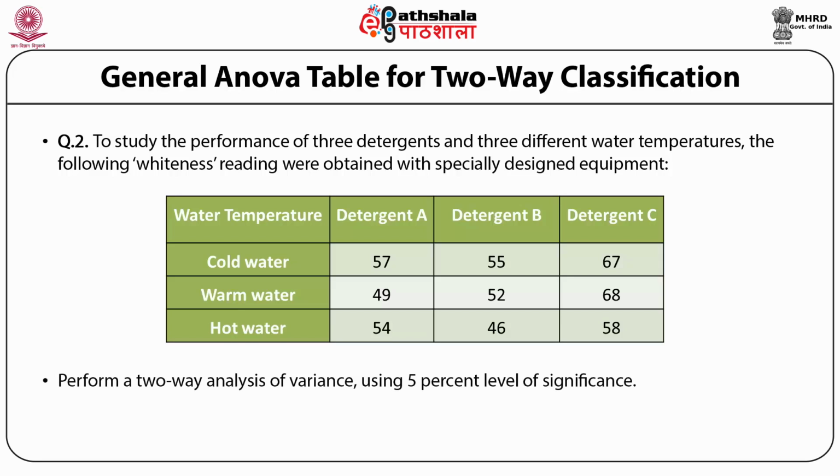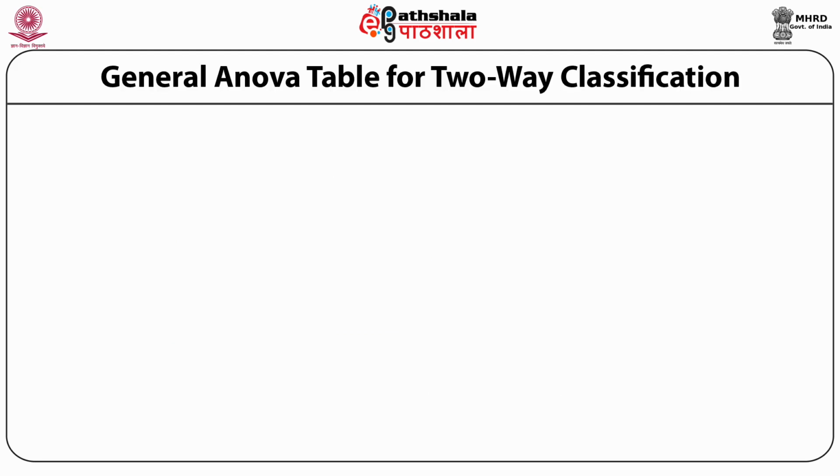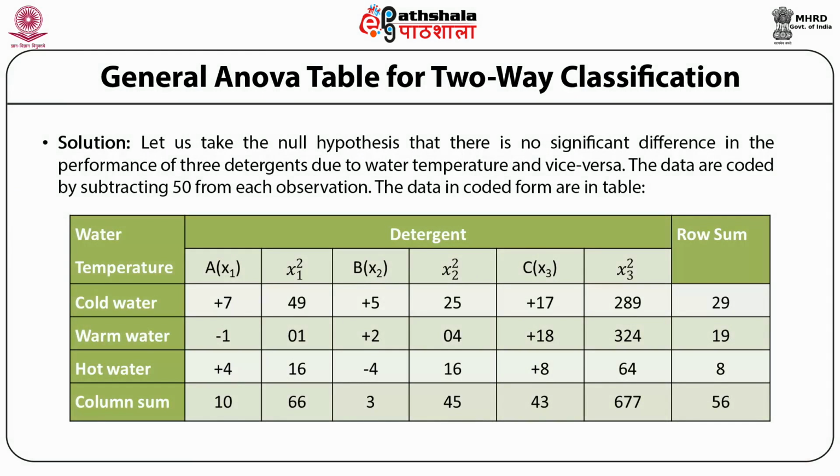So we need to perform a two-way analysis of variance using a 5% level of significance. Here, let us take the null hypothesis that there is no significant difference in the performance of the three detergents due to water temperature, and the alternative hypothesis, vice versa, is that there is a difference.